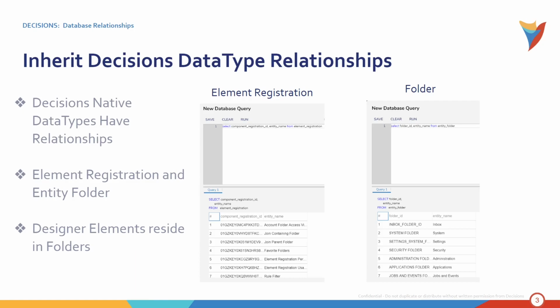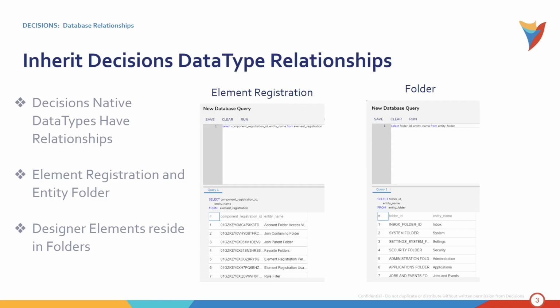Now, as I'm sure you've noticed after working in Decisions for a little bit, every designer element that we have inside of the application lives inside of a folder. It resides there. So what that means is that in Decisions, there is an inherent relationship with the entity folder database table, which is the database table that houses all of the folders inside the environment. Every single folder inside your Decisions application is reported on in this table.